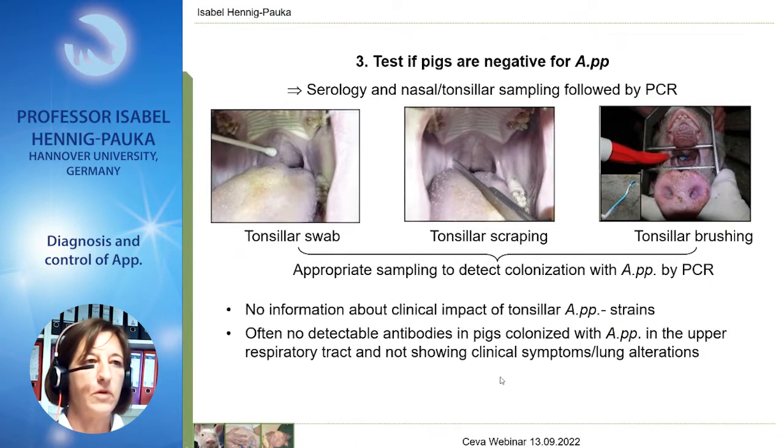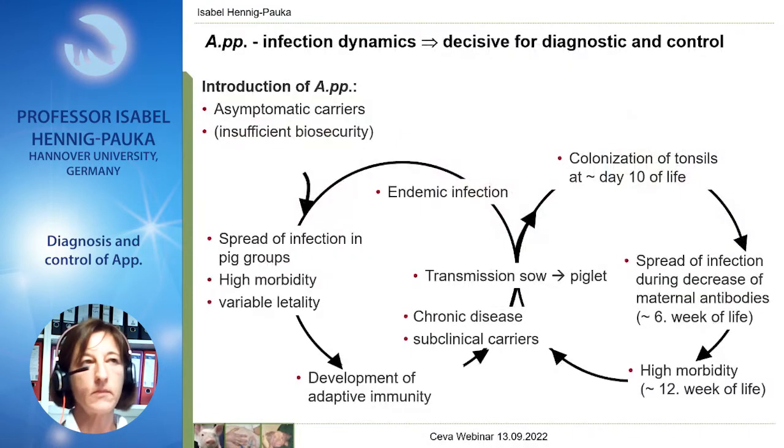Of course, you have no information about the clinical impact of the tonsillar APP strains. But in our opinion, it's important to add it to serology because often pigs which are only colonized with APP in the upper respiratory tract have no detectable antibodies. So it's always good to be safer to use also PCR. And it's also good to know the infection dynamics on your farm because then you can define the best time point for diagnostic and you can elaborate control measures.